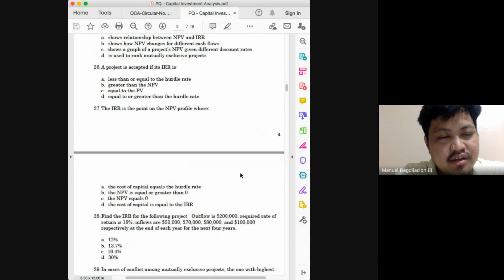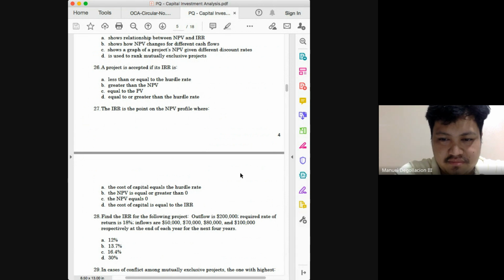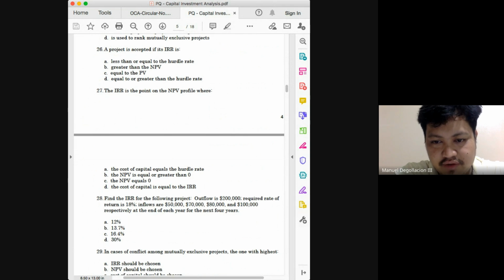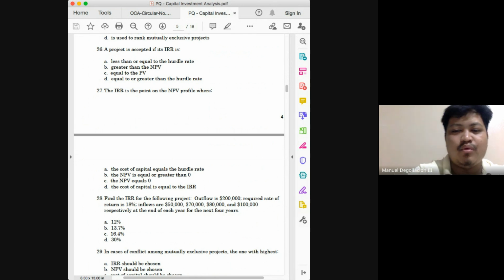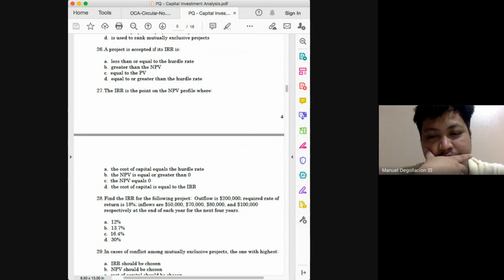Next, a project is accepted if its IRR is letter D, equal to or greater than the hurdle rate. 27, the IRR is the point on the NPV profile where the NPV is equal to 0. The answer here is letter C.